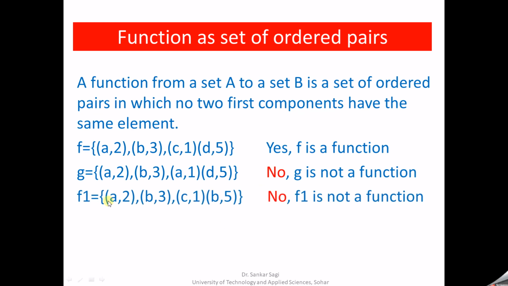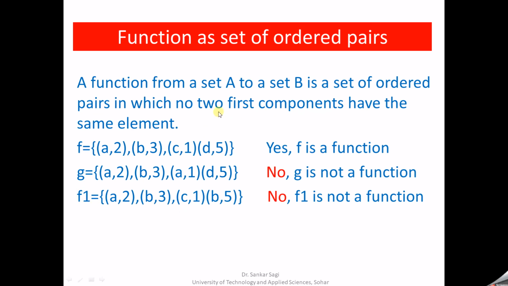Let us go to another. F1 is defined by the set containing ordered pairs (A,2), (B,3), (C,1), (B,5). So is F1 a function? Again, no. The reason here is the element B has two images. B has the image 3 and B has the image 5. Therefore, this F1 cannot be a function.